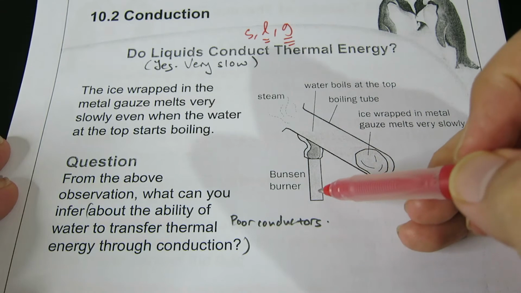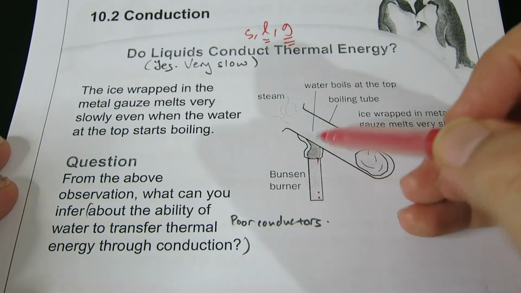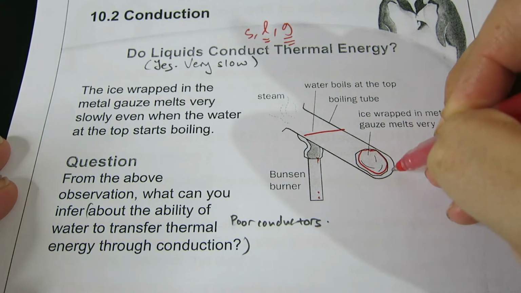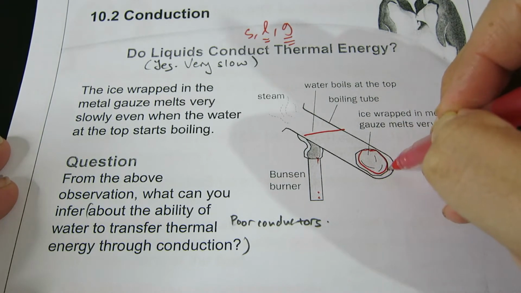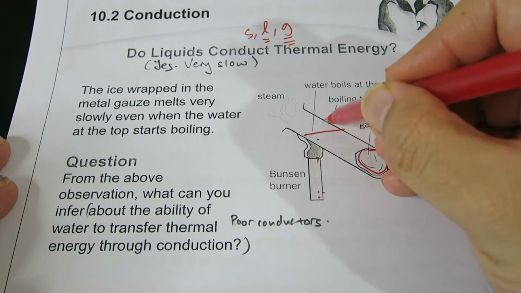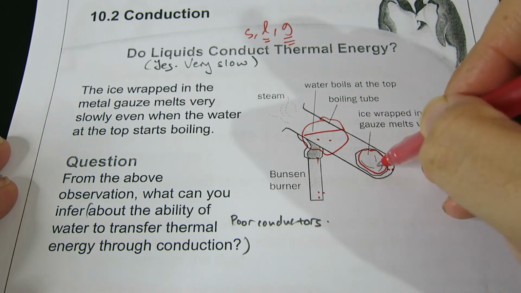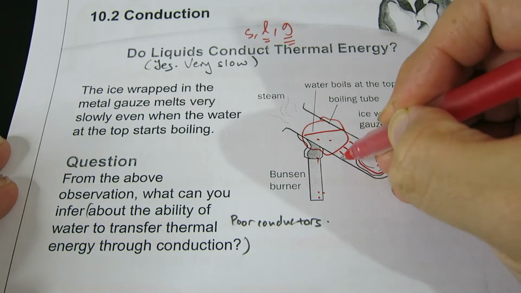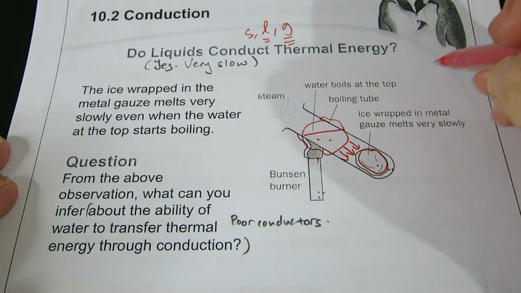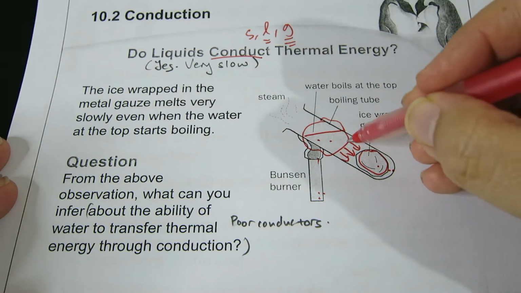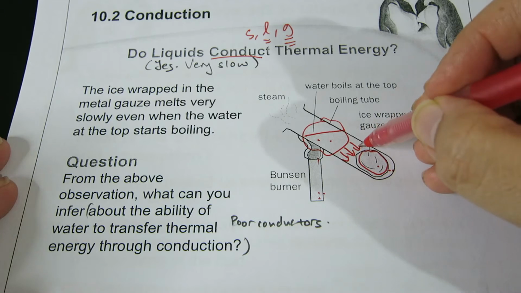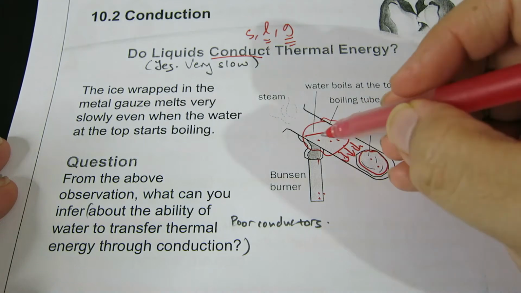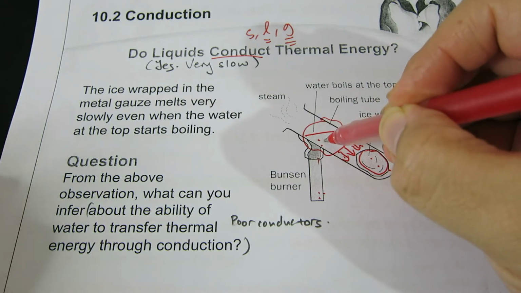Alright, so you can do this example in the lab. You have water, and you have something that's holding the ice to the base of the beaker or a boiling tube. You heat up only the top portion, you will realize that the top portion here will start boiling, but the ice still hasn't melted. Why? Because liquids in general are not good at transferring thermal energy via conduction. So that's why we call them poor conductors. And because of that, they cannot transfer the thermal energy fast enough to melt the ice, but the water can boil at the top already.